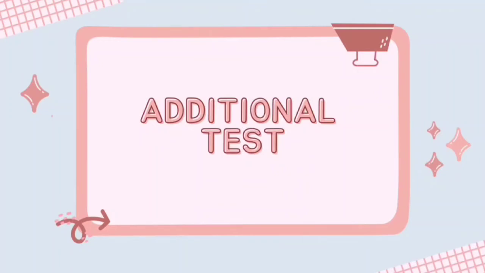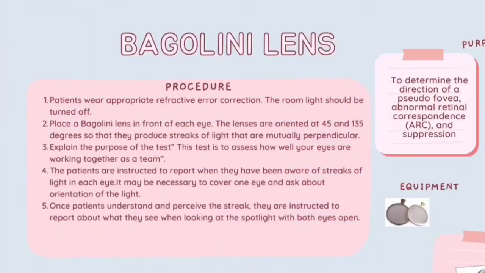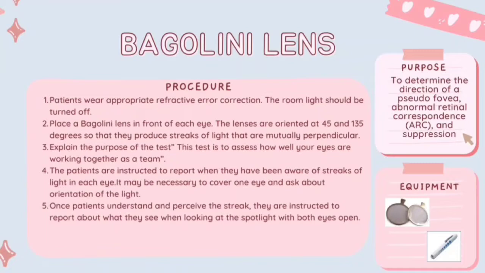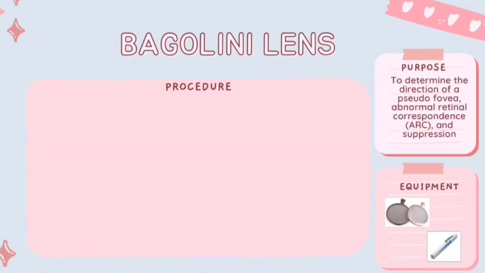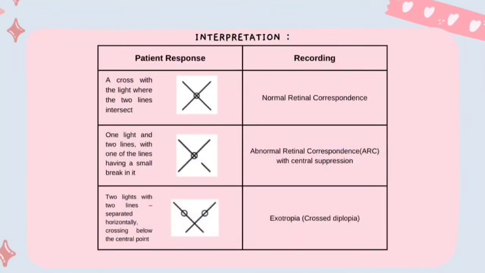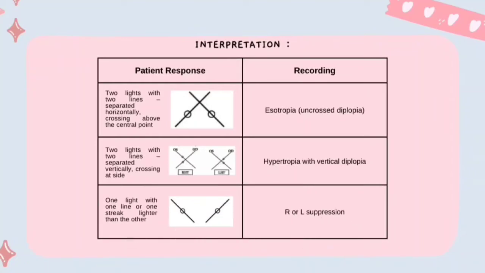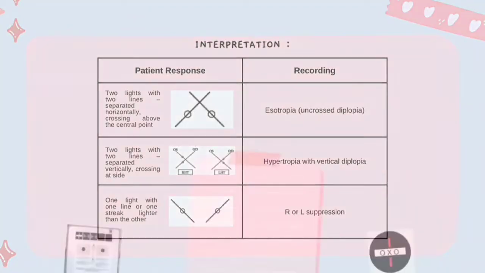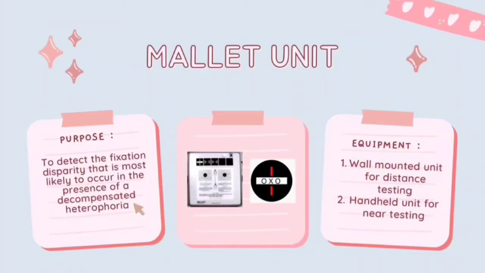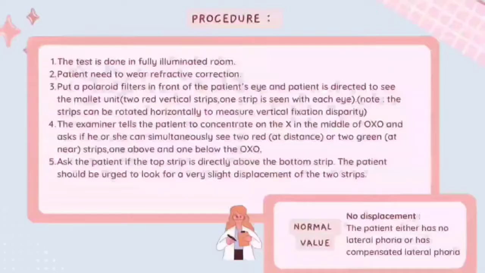Additional tests can also be done. Additional tests such as Bagolini lens is to determine the direction of a pseudofovea, abnormal retinal correspondence (ARC), and suppression. These are the interpretations of the patient's response. Maddox unit is then used to detect the fixation disparity that is most likely to occur in the presence of a decompensated heterophoria. This is the procedure to do Maddox unit and its normal value.